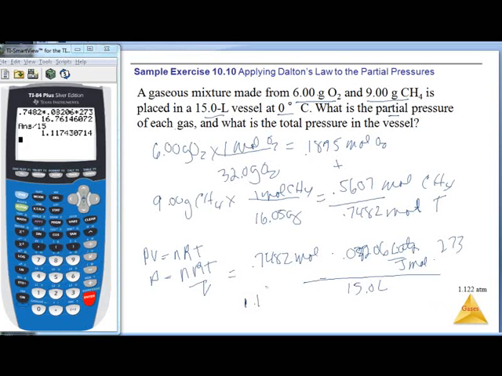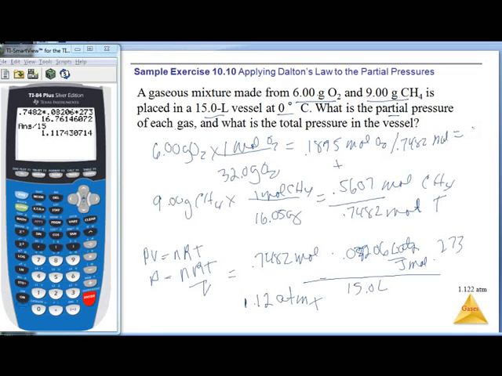Now I want to look at the sig figs here. I've got 3, 3, 3, so I want 1.12 atm total pressure. But it also asks me what is the partial pressure of each. And that's pretty easy to find because I want to know what percentage of this comes from each substance. So I know what the total moles is, so I can just divide each moles by 0.7482 total, right?